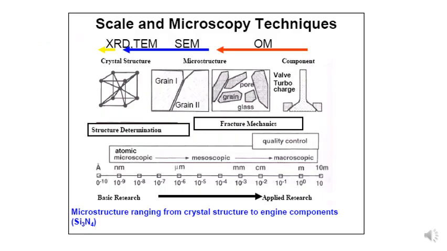Basically, the utility of the instrument depends on the purpose of your study. When we use an optical microscope, the size range of your sample must be in the macroscopic range. However, SEM can be used for the mesoscopic range, which is in between macroscopic and atomic microscopic. Starting from TEM until XRT, you can use them in the atomic microscopic range.